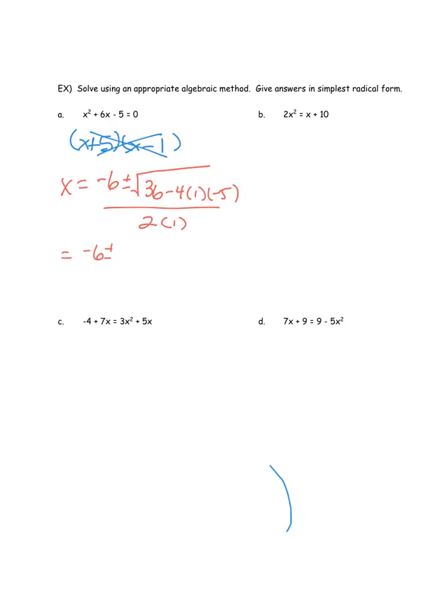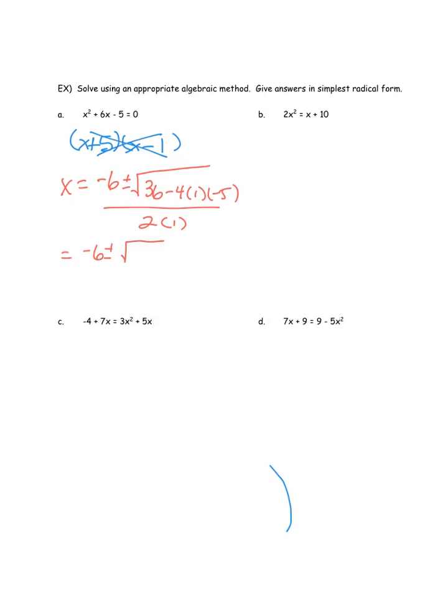The next step is going to be figuring out what goes underneath this radical. So either on your calculator or in your head, whichever. But don't type in the square root, because as soon as you hit the square root button, you're going to get a decimal approximation. And I don't want that, because I want to write this in simplest radical form. So just leave the square root, then type in 36 minus 4 times 1 times negative 5.